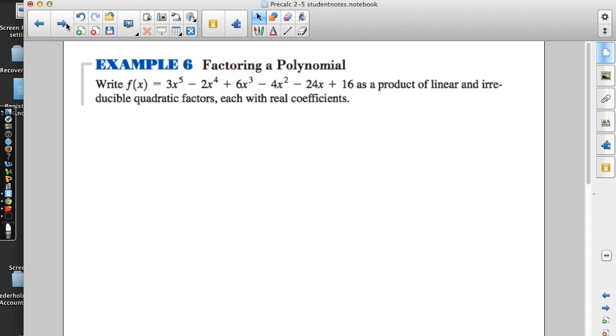It says write f of x equals 3x to the 5th minus 2x to the 4th plus 6x cubed minus 4x squared minus 24x plus 16 as a product of linear and irreducible quadratic factors, each with real coefficients. Notice we have the whole page for this one. Alrighty, so we start with this.